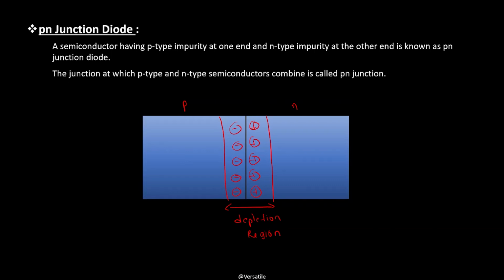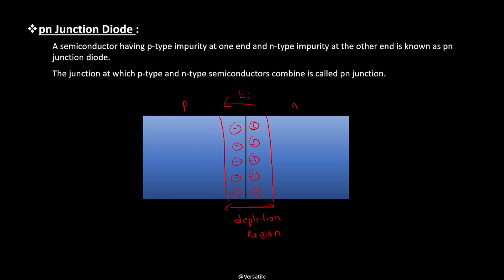And because of the immobile ions piling up on either side of the junction, a potential difference develops across the junction. And an internal electric field EI directed from positive n side to the negative p side is developed, and this electric field opposes the diffusion of electrons and ultimately it stops further diffusion of free electrons across the junction.